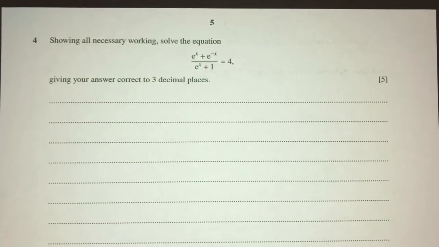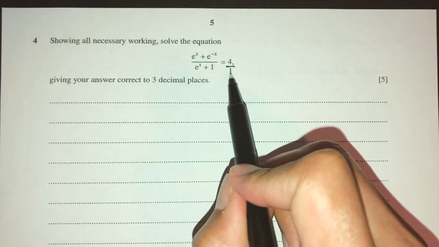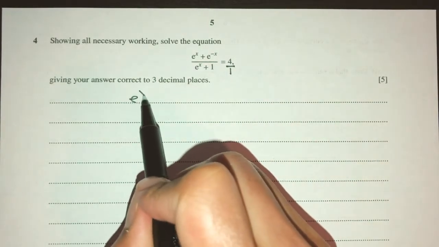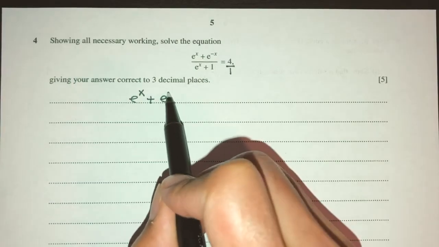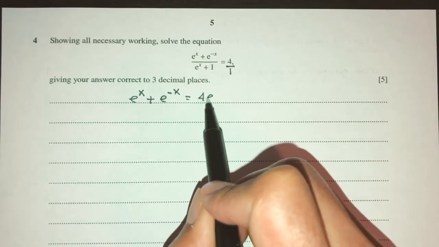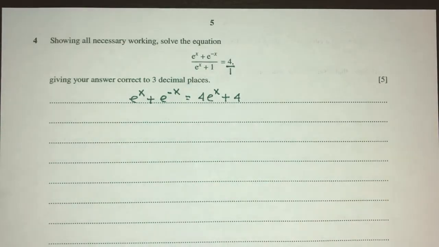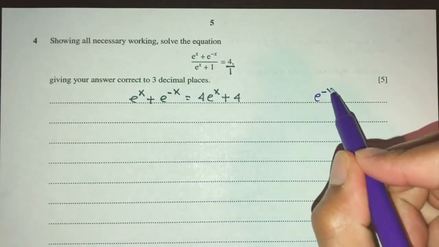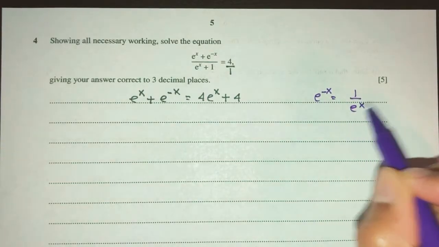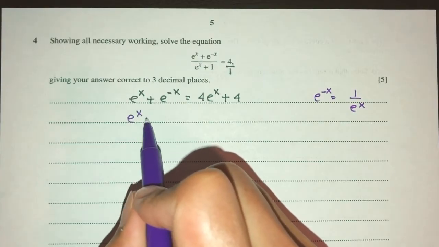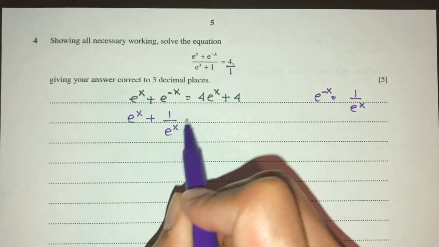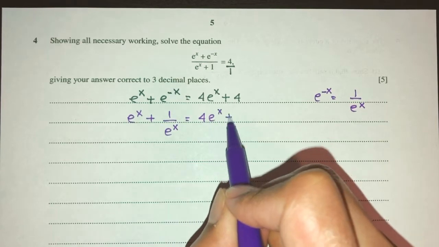Now let's move on to question number 4. So showing all the working, solve the equation. So solving means to find the value of x. Okay, so step by step, the first thing we do here is we cross multiply. You will have e power x plus e power minus x equal to 4 times this plus 4. So now we have to simplify. So what is e power minus x? It is 1 over e^x. Right, so let's replace. You will have this plus 1 over e^x equal to 4e^x plus 4.